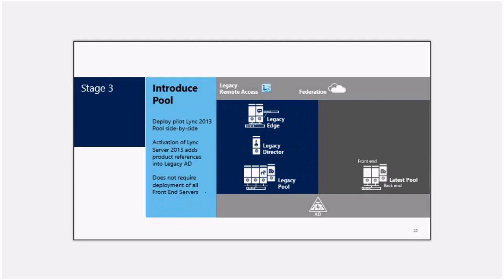Once we've prepared everything, we have our legacy pool set, now we're ready to introduce that first 2013 pool to the environment. Like we mentioned before, you want to go from an inside-out perspective. So the first piece we're going to deploy is the Lync Server 2013 front-end pool. What this pool will allow us to do is test the environment without introducing additional networking complexity or new certificates to your Edge server yet.